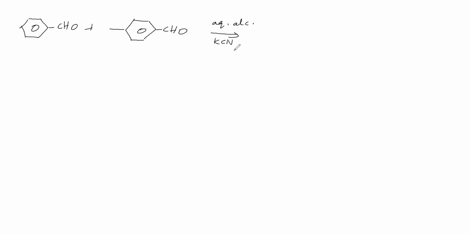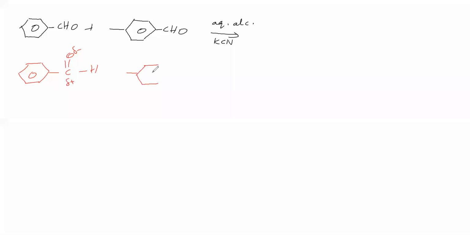First step is attacking of cyanide to the carbonyl carbon. Cyanide is attacking the carbonyl carbon. Now, which carbonyl carbon out of these two will be attacked by cyanide? That we have to see. Now, here benzaldehyde is there. It has partial negative, partial positive here.